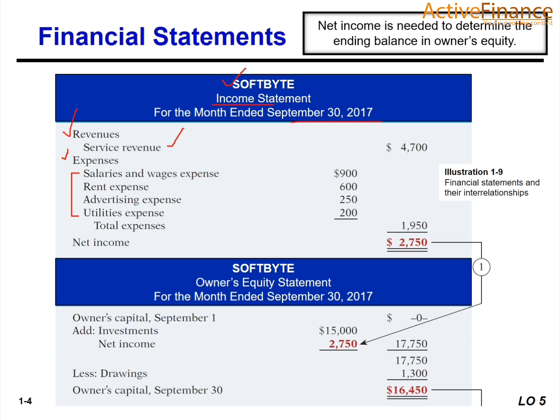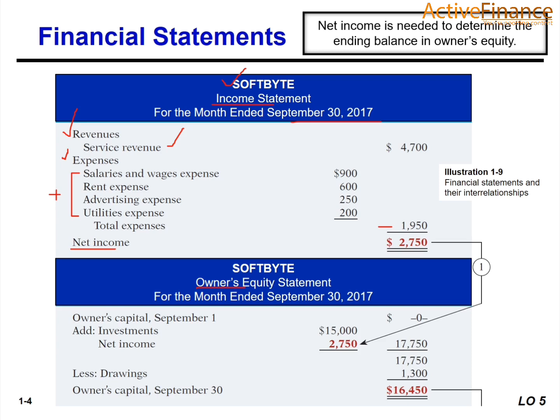At the end we will add these expenses, then we will subtract these expenses from revenues. When we subtract these expenses from revenue, the result is $2,750, meaning the company is in profit. If the company exceeds its expenses, it will result in a net loss. So the company is in profit and the result is net income, which is $2,750, and this result is connected to the second statement, which is the owner's equity statement.